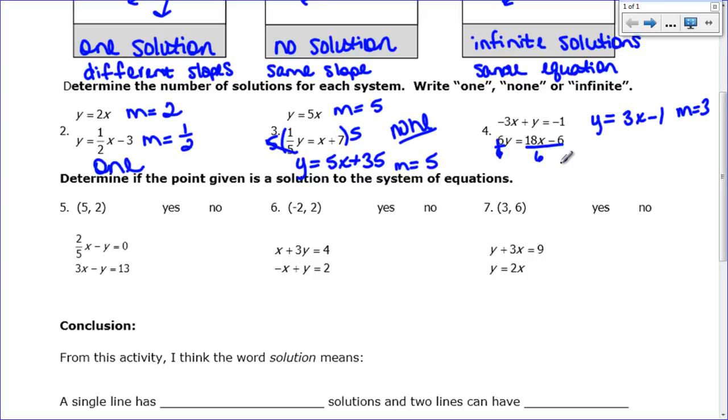And I end up with y is equal to 18 divided by 6, which makes 3x. And 6 divided by 6 is 1. So I have y equals 3x minus 1. The slope again is 3.